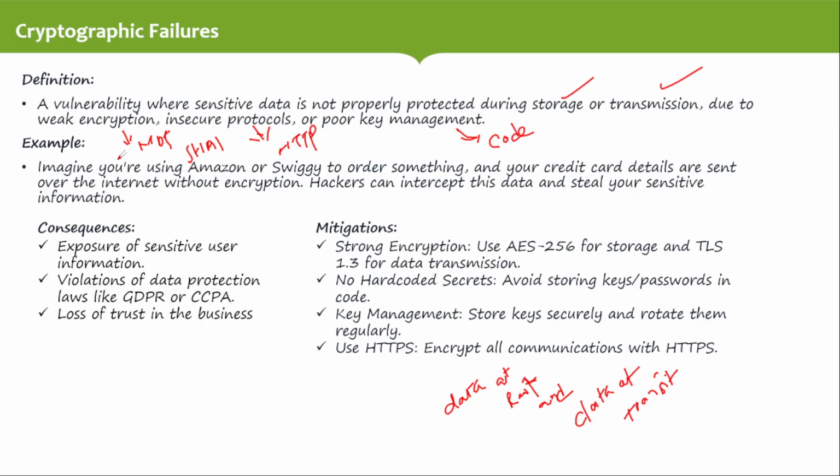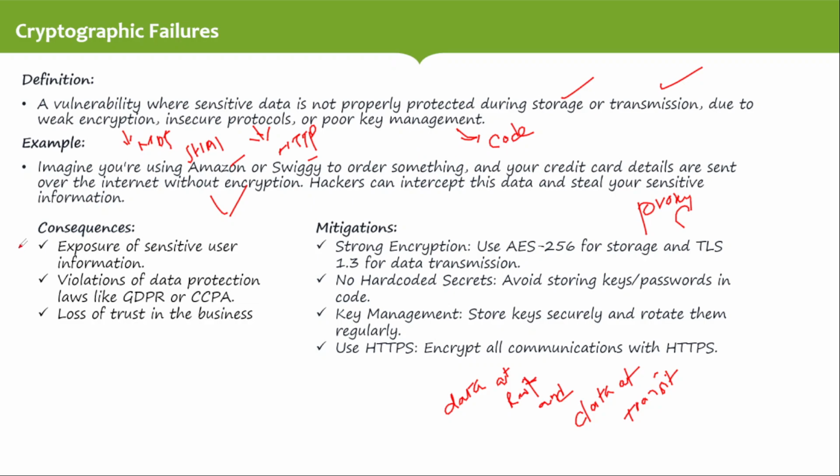For example, imagine you are using Amazon or Swiggy to order something, and your credit card details are sent over the internet without encryption. Hackers can intercept this data and steal your sensitive information. They can use proxy tools like Burp Suite or other hacker tools to intercept our request and capture our credit card details. Hence we need to encrypt the data at rest and data in transit.